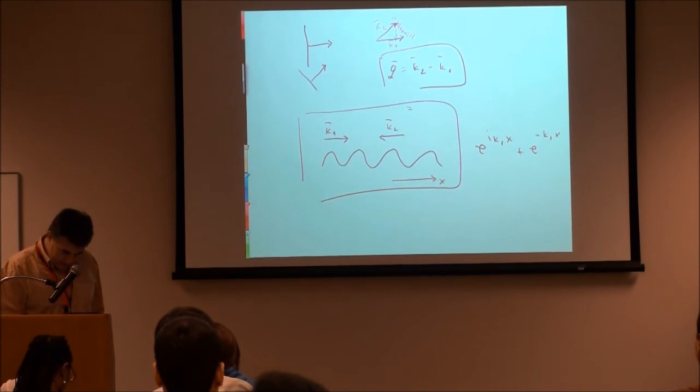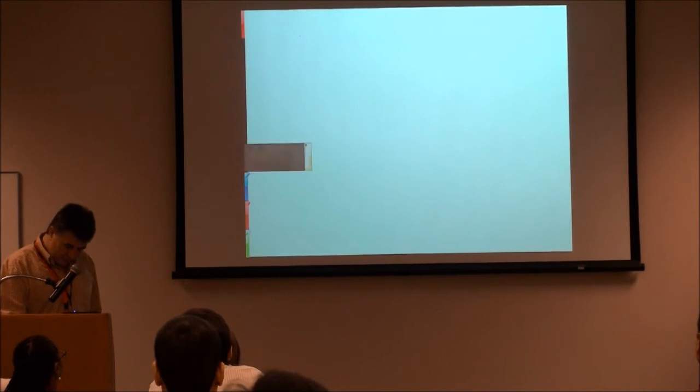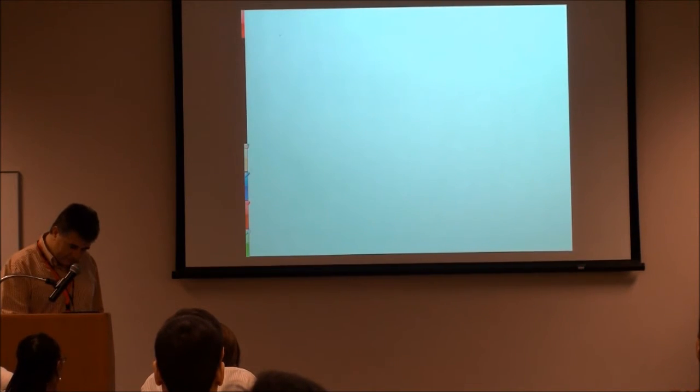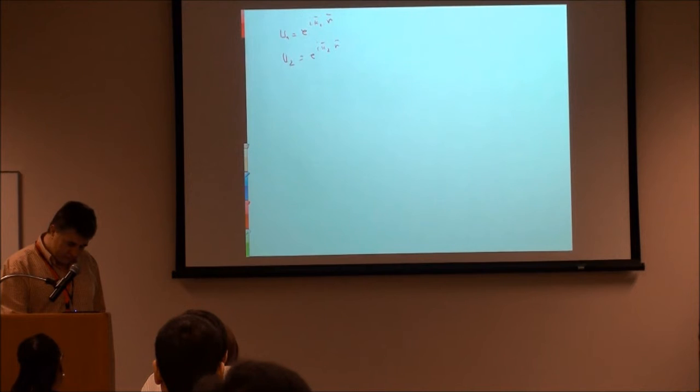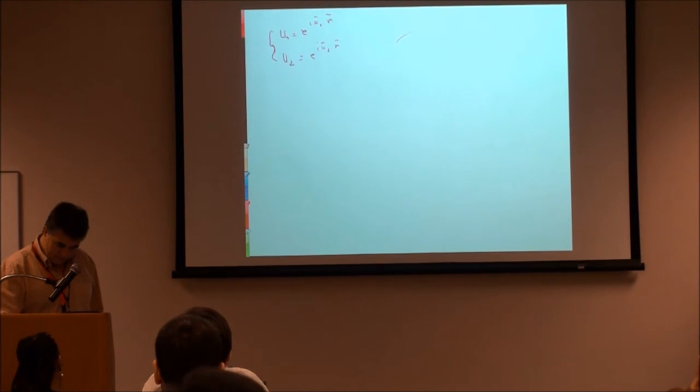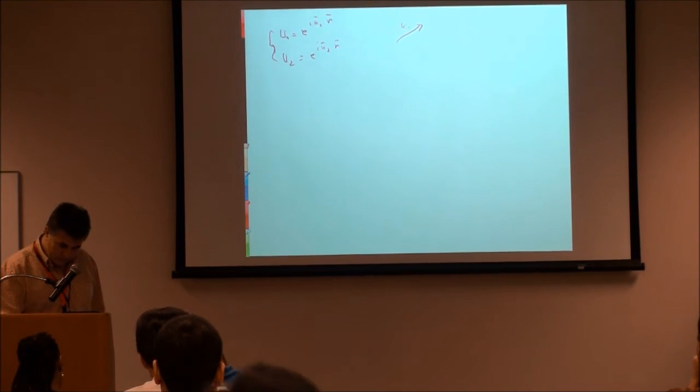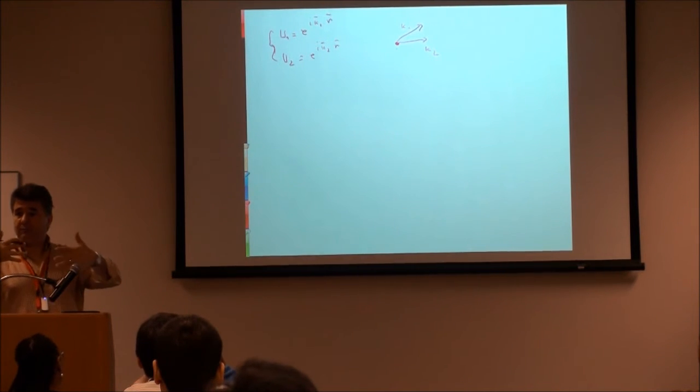Well, let's write the fields together. So let's say field 1 will be, let's forget about the amplitudes, okay? Amplitude u1, e to the i k1 times r. And I have u2, e to the i k2 times r. These are plane waves, and I draw them like this. This is k1, this is k2. One is going this way, one is going this way. Let's see what happens when we overlap them.